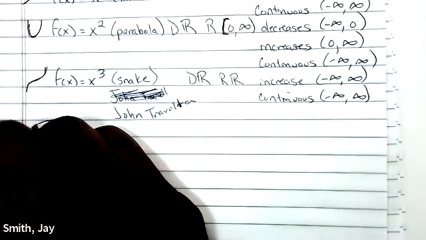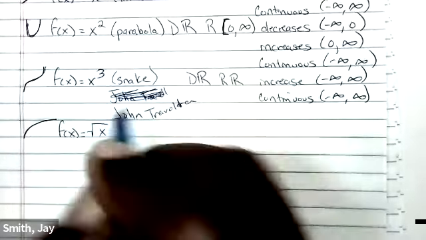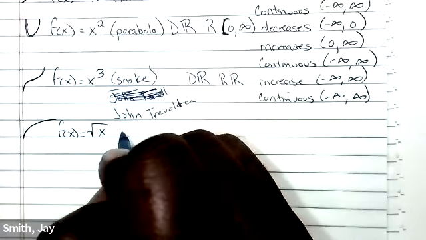That graph is the radical function, or the function f of x is equal to the square root of x. We call that one a shooting star.